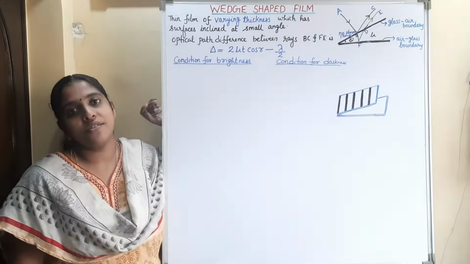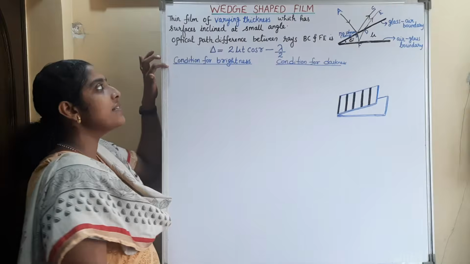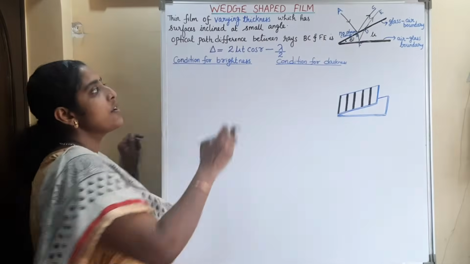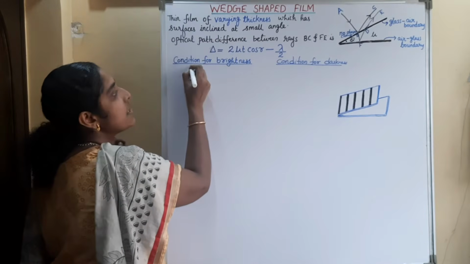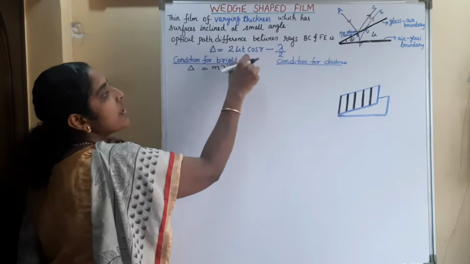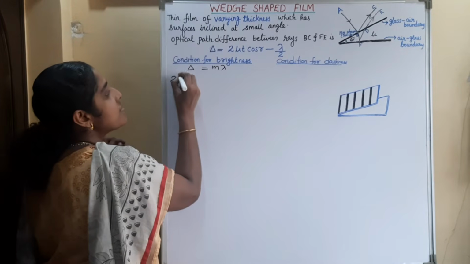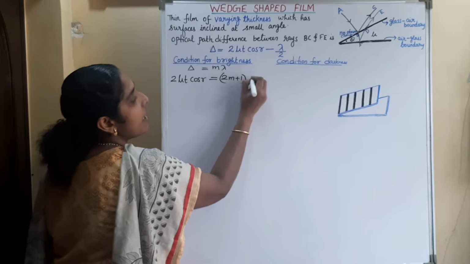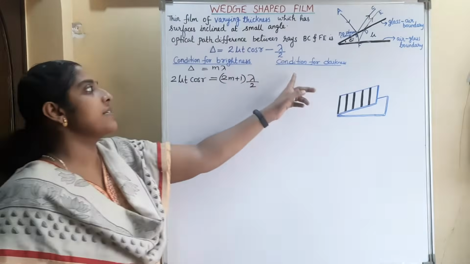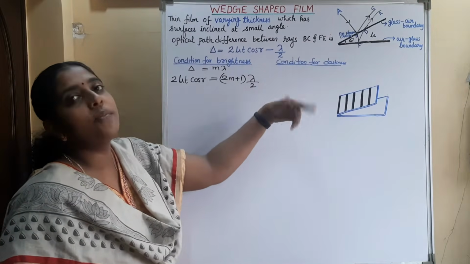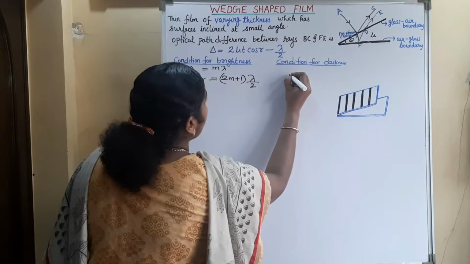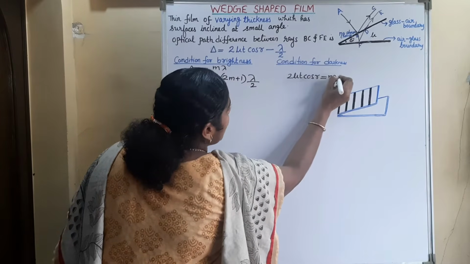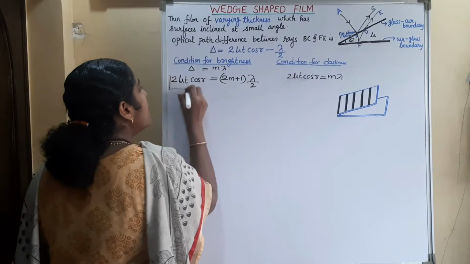So what is the condition for brightness and darkness? For brightness, the condition is that this path difference must be an integral multiple of wavelength lambda. So 2 mu t cos r minus lambda by 2 is equal to m lambda. On substituting and rearranging, we will get 2 mu t cos r is equal to (2m plus 1) lambda by 2. And the condition for darkness is that this path difference must be an odd multiple of lambda by 2. So considering that, we will get the condition for darkness as 2 mu t cos r is equal to m lambda, that is similar to what we got in the parallel thin film.